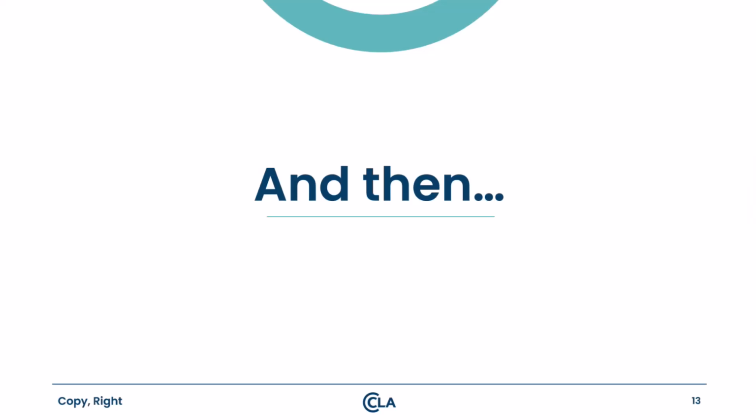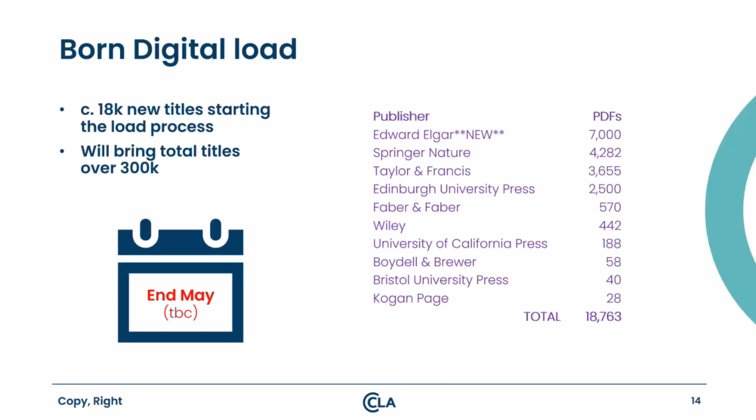After that, we're now getting ready for our next Born Digital load. Hopefully end of May. We have about 18,000 titles ready in the queue, so that means they go in at the top of the funnel. There's always a few that don't make it out the bottom for different reasons, but we have about 18,000 starting the process. They come from a bunch of different publishers. You can see the breakdown here. As I say, these might not all manage to get loaded.